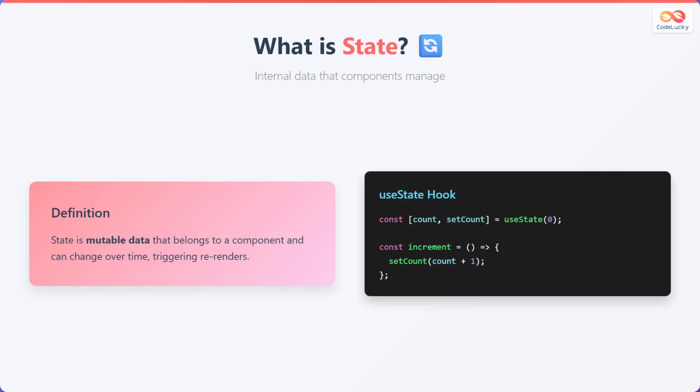Here is an example of the useState hook. First, declare a state variable called count, and a function to update it called setCount, and initialize it to 0. Now create a function called increment. Inside this function we call setCount, and set the new value of count to count plus 1. This will update the state, and any part of the user interface that uses this state will be automatically re-rendered.